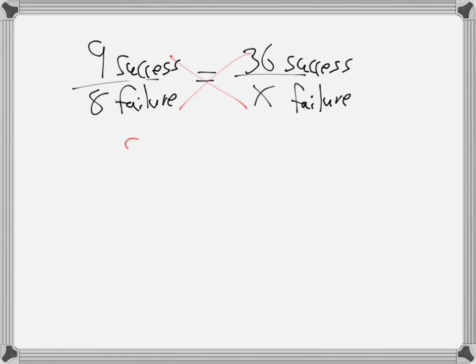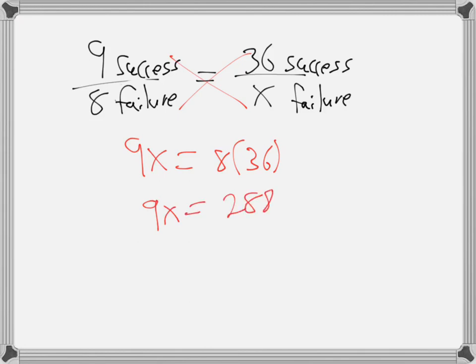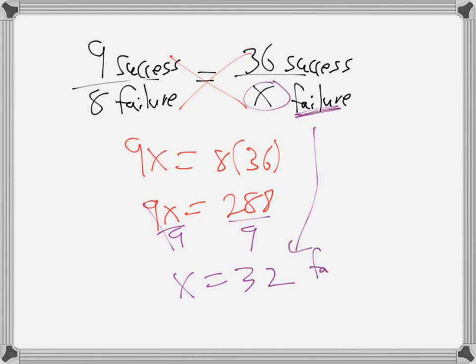Just cross multiply. So 9 times X is 8 times 36. And that's some big number. 72, 144, 288. And then divide by 9. And that's 32. And then what is that 32, though? It's X. And what is X? Failures, which we already saw the other way. So if there's 32 failures, 36 successes, how many did she attempt? Again, you add them up in the end, right?